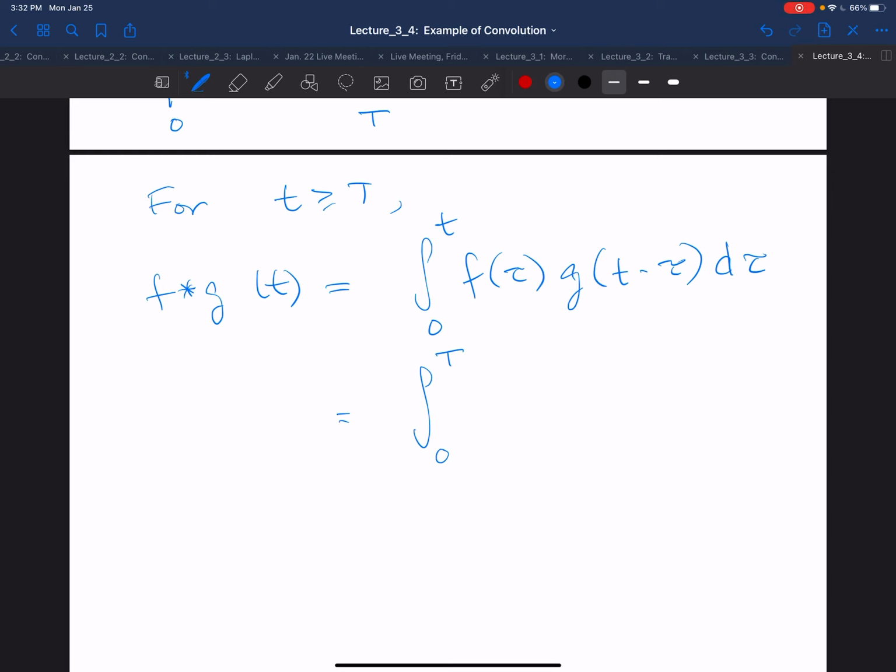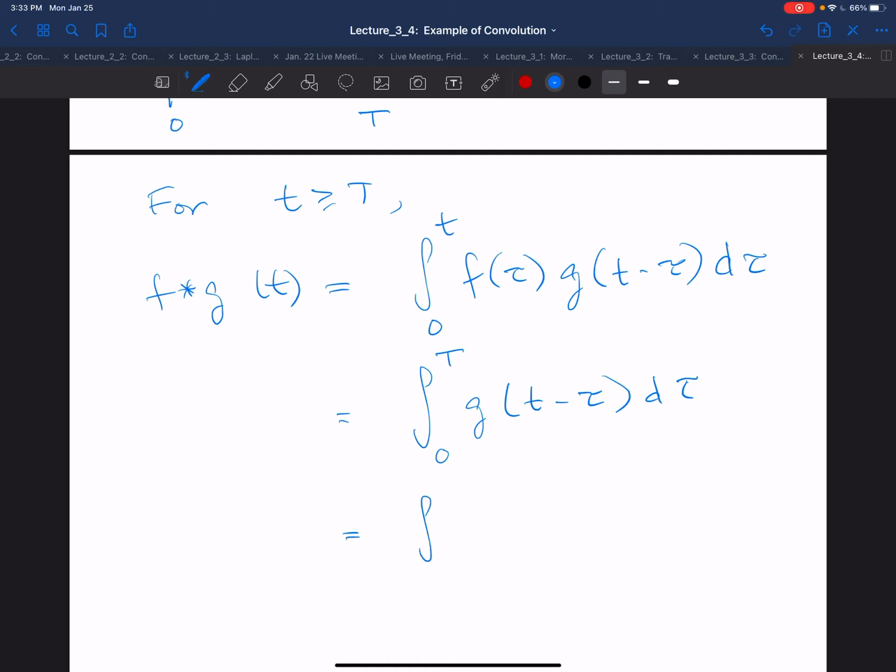If we let tau get greater than big T, f is going to vanish, so our integrand won't contribute anything more to the integral. And of course, if we're only integrating between 0 and big T, then f is only going to be equal to 1 throughout that interval. So once again, we're just integrating g of t minus tau d tau.